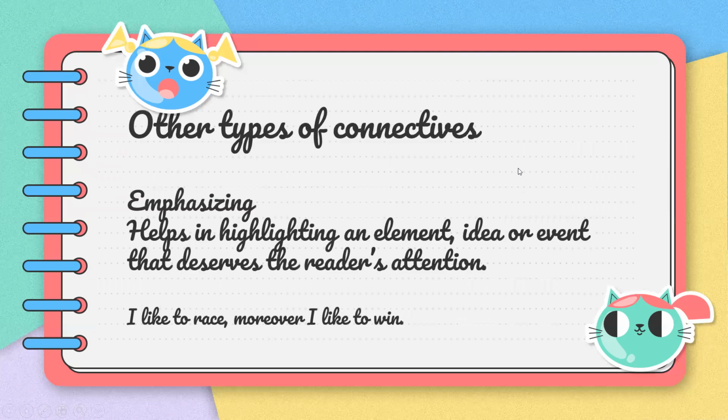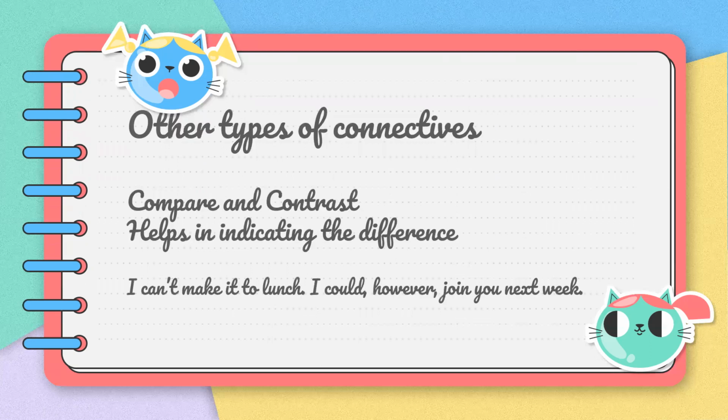Then we have connectives like emphasizing, which help in highlighting an element, idea, or event that deserves the reader's attention. I like to race, moreover, I like to win. Then we have connectives like comparison and contrast, which help in indicating the difference. I can't make it to lunch. I could, however, join you next week. So words like however, although, all these are used to indicate that what we have said earlier, we are saying just exactly the opposite in the next part of the sentence.